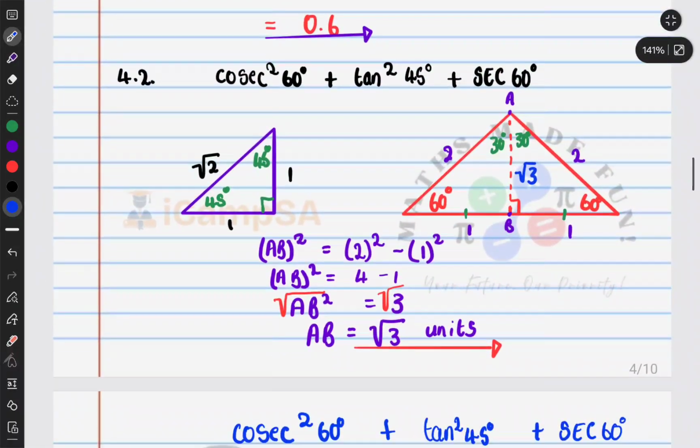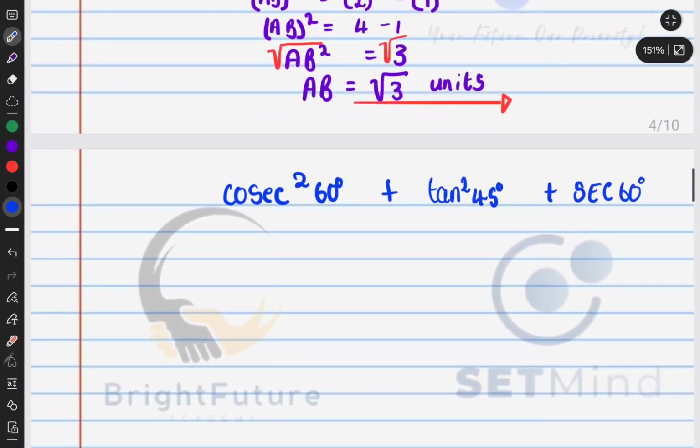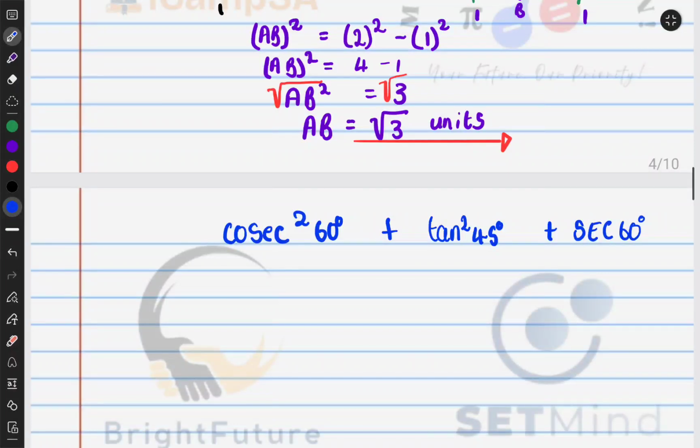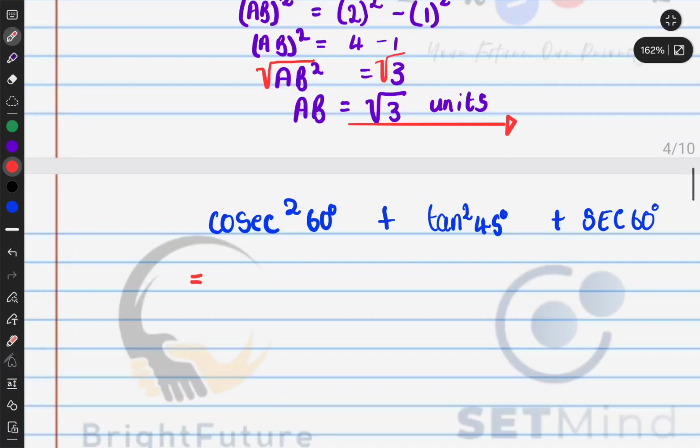We can't work with some of these trigonometric ratios while they're in reciprocal form. We have to change them to the ratios we are used to. First things first, what's the reciprocal of cosec? It is sine. So here we're going to have 1 over sine 60, and then let's square everything, because it is squared.